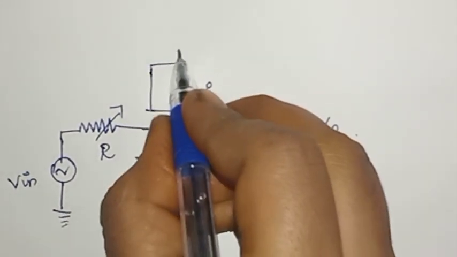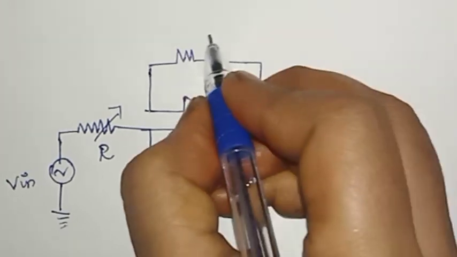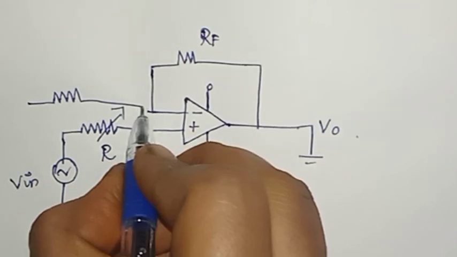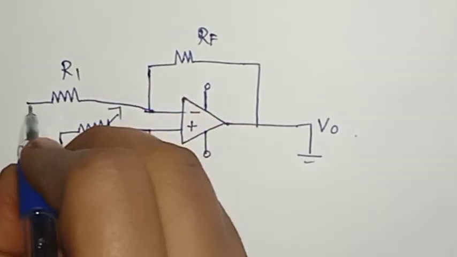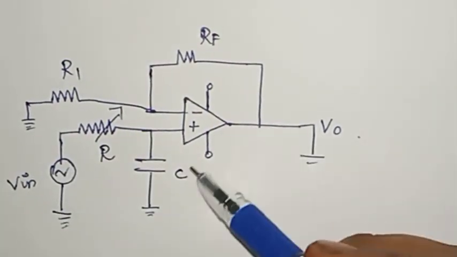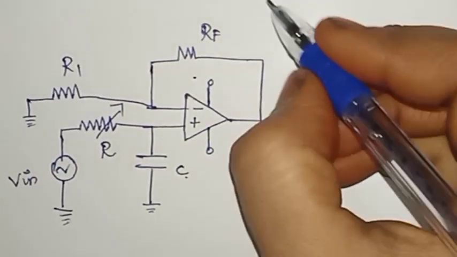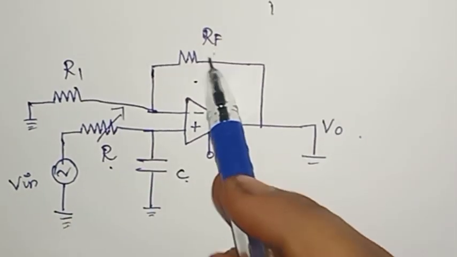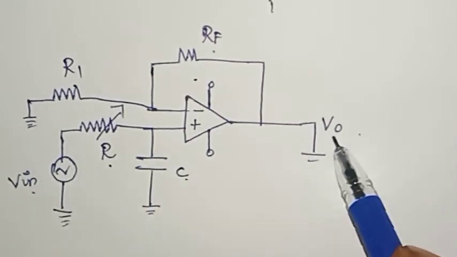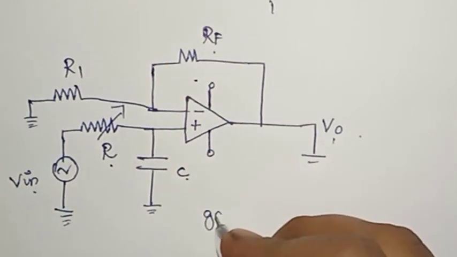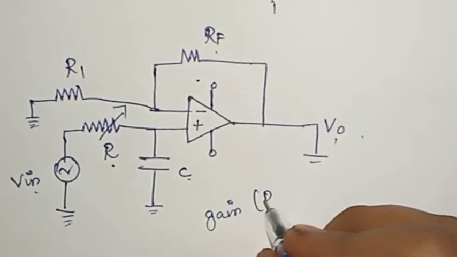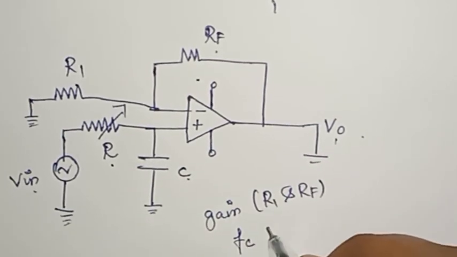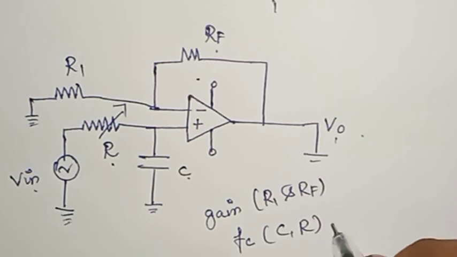The next input has one RF resistor and R1 resistor. So this is the design of first order Butterworth filter. This is op-amp and this is capacitor. For first order only one capacitor, and this is variable resistor R, R1, RF, V in input voltage and V out output voltage. These all are the design. Here gain is decided by R1 and RF and cutoff frequency is decided by capacitor and resistor.